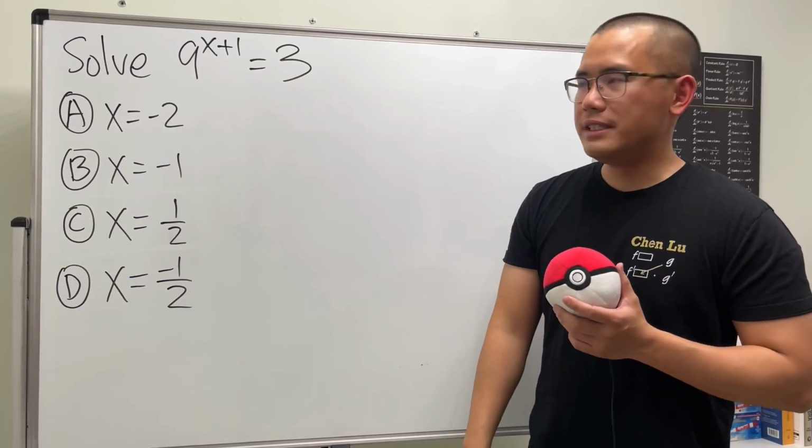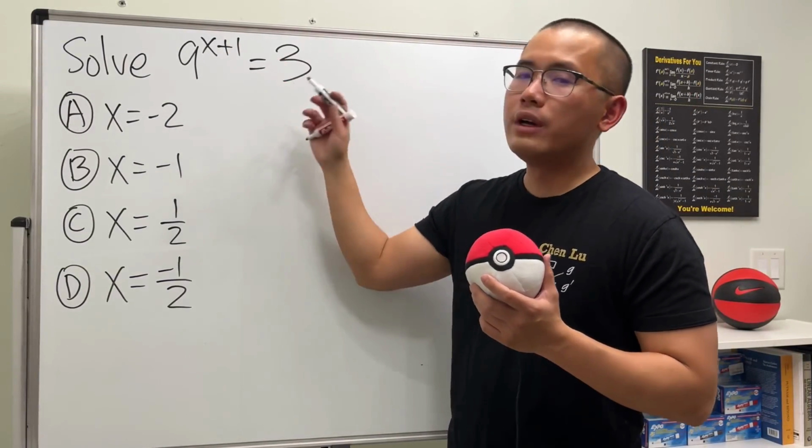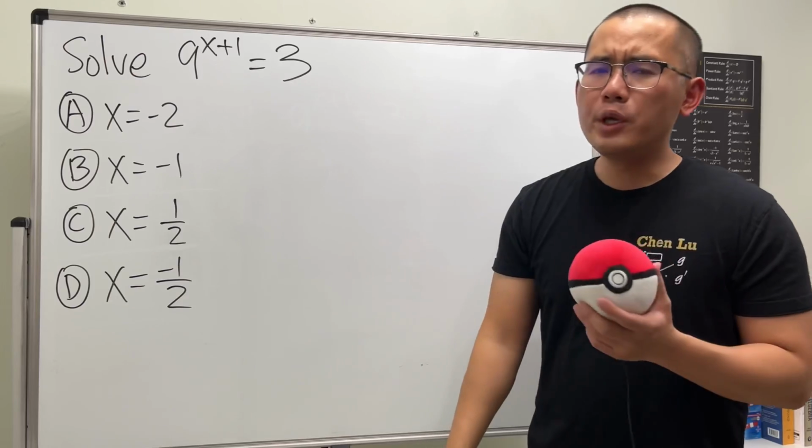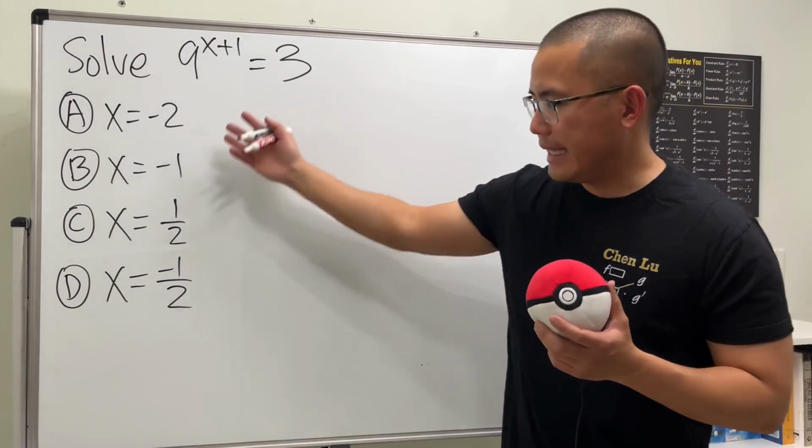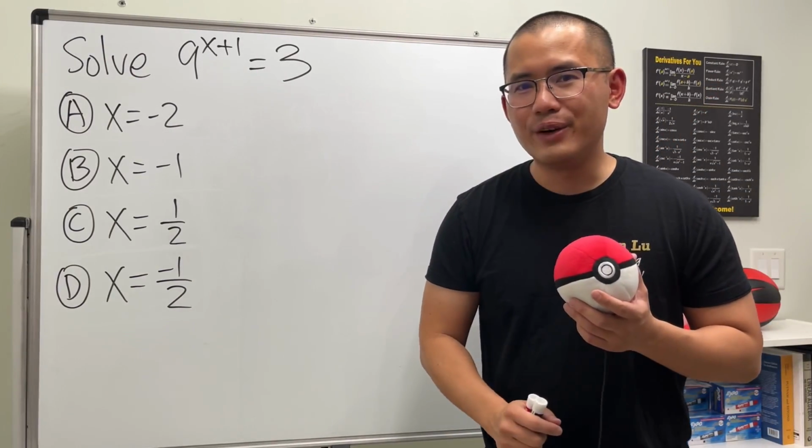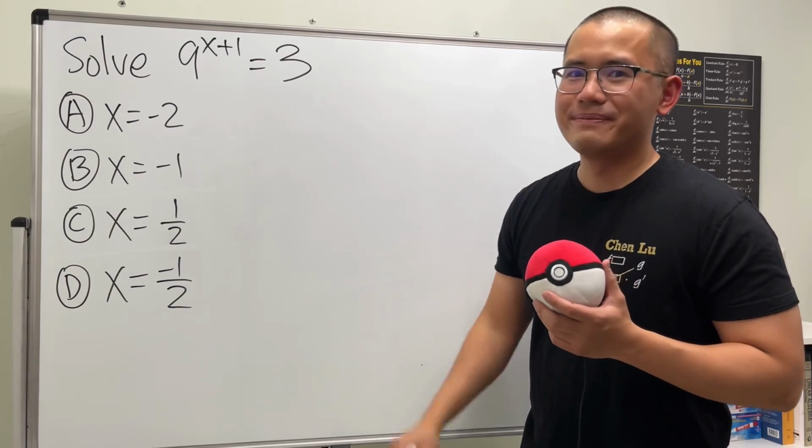Let's see how we can solve this equation. 9 to the x plus 1 power is equal to 3. This is a typical exponential equation. And here are the answer choices. Go ahead and pause the video and try the question first.